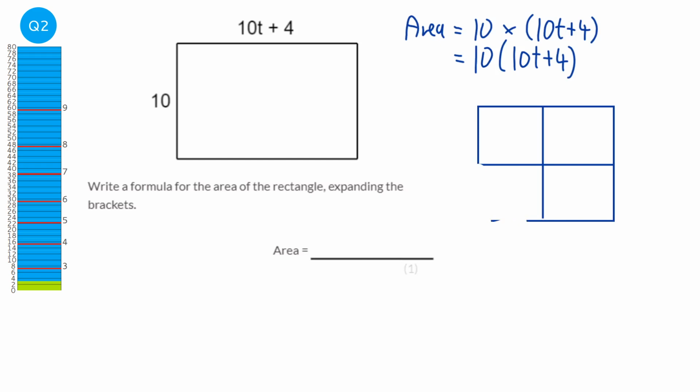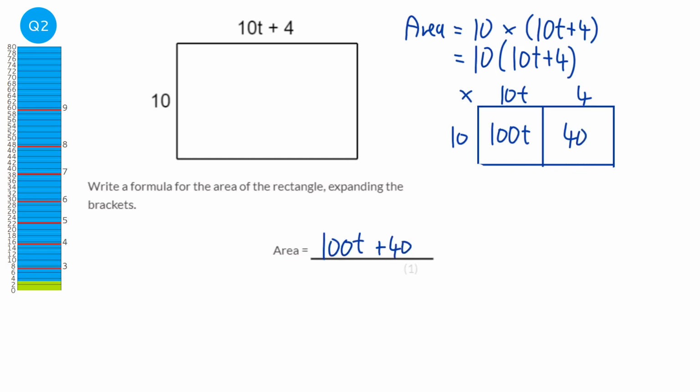Actually, I've done too many here. Let's get rid of that. So we've got 10 times 10t plus 4. And we're timesing them, so 10 times 10t, 10 times 10 is 100, so it'd be 100t, 10 times 4 is 40. So our answer will be 100t plus 40.